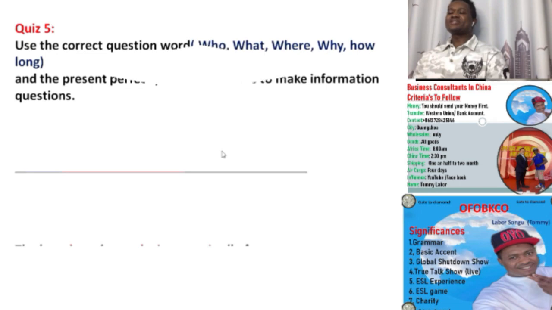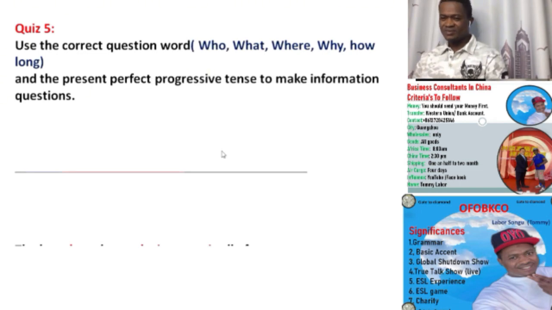Quiz 5. Alright, guys, let's go. Use the correct question words that are WH questions: who, what, where, why, how long. Alright? And use the present perfect progressive to make information questions. Okay, guys, be careful.